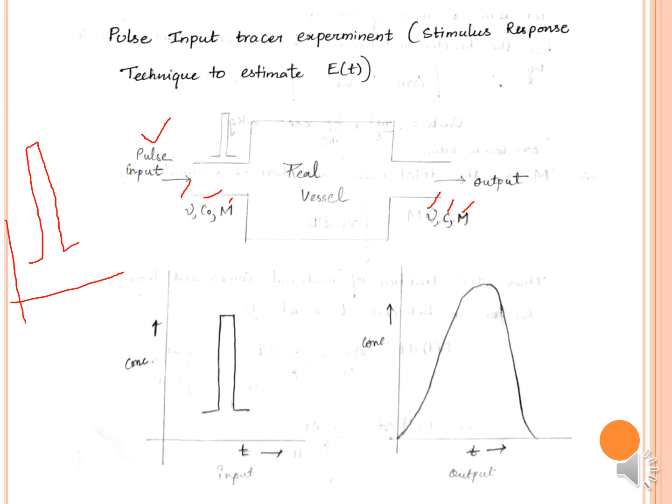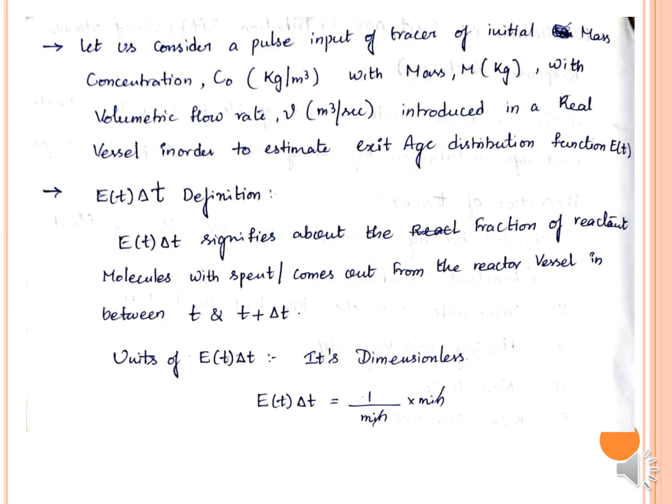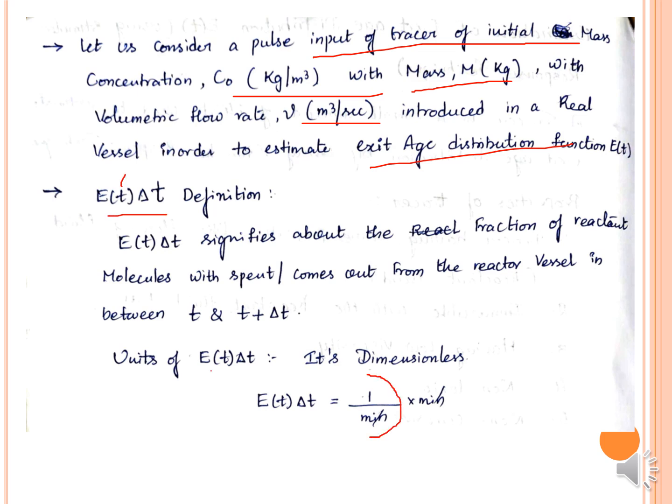It's a real vessel. Let us consider a pulse input of tracer of initial mass concentration C naught, having units of kg per meter cube, with mass m kg and volumetric flow rate mu meter cube per second, introduced in a real vessel in order to estimate the exit age distribution function. E of t unit is minute inverse. But what about E of t delta t? E of t unit is minute inverse, delta t is minute, so this is dimensionless. E of t delta t is dimensionless.